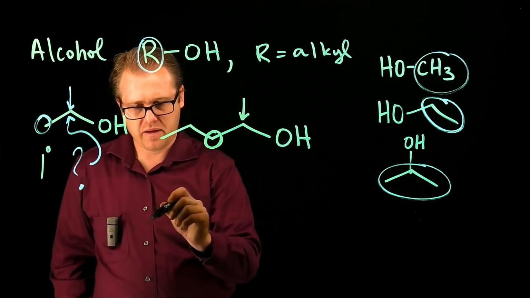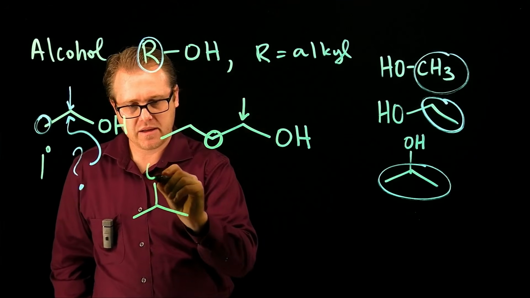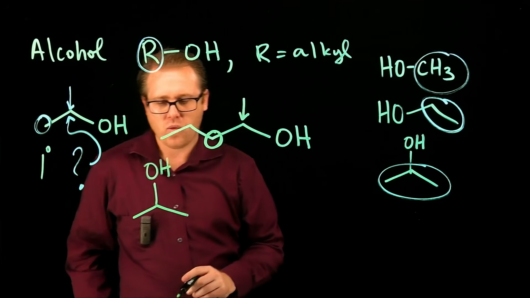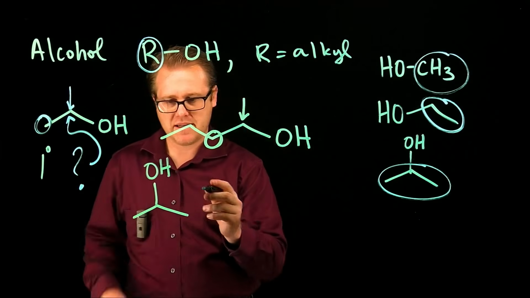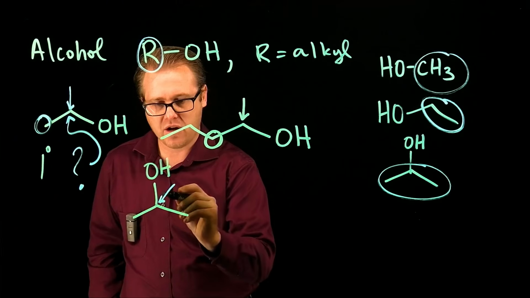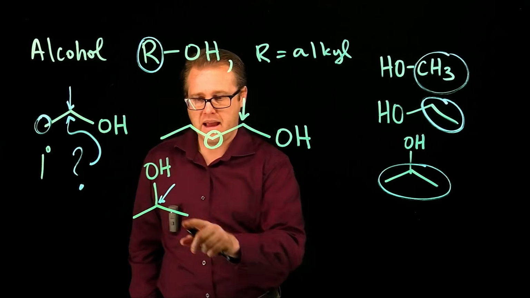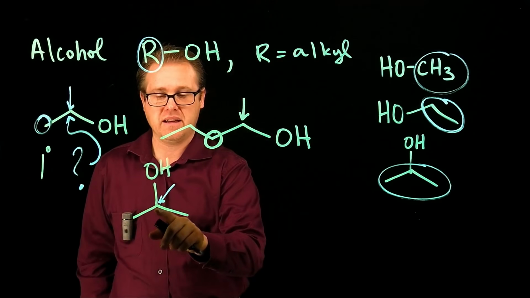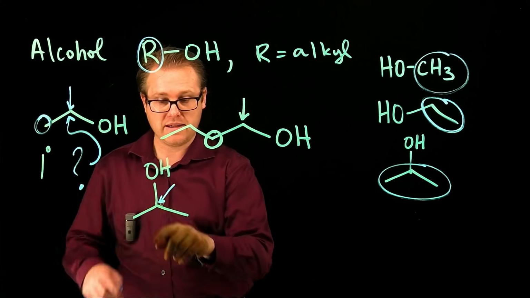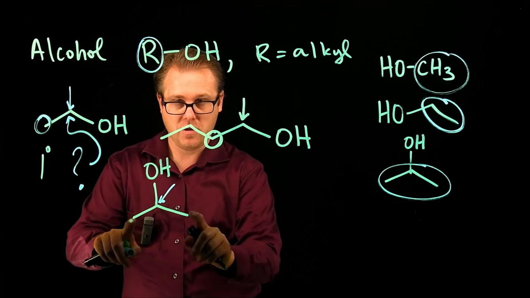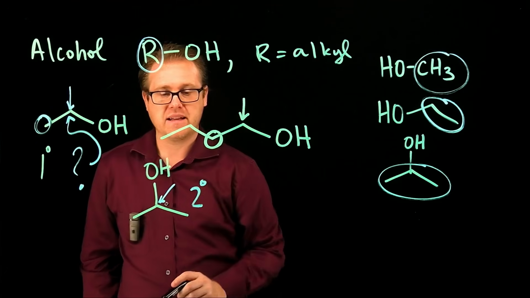Now what if we have an alcohol that looks like this? What degree of alcohol is that one? Well, it's the same process. We identify the carbon that is directly attached to the oxygen atom, and then we find how many carbons are directly attached to that carbon right there. So I see 1, 2. So this alcohol is a secondary alcohol.